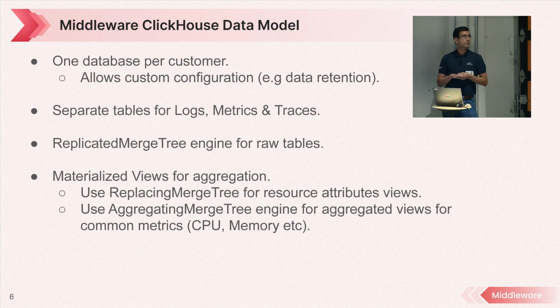We have separate tables for logs, metrics, and traces. The reason being these 3 are different signals, so different schemas make sense. Logs are not much aggregated. Metrics are heavily aggregated. And traces are like logs, so not so much aggregated.